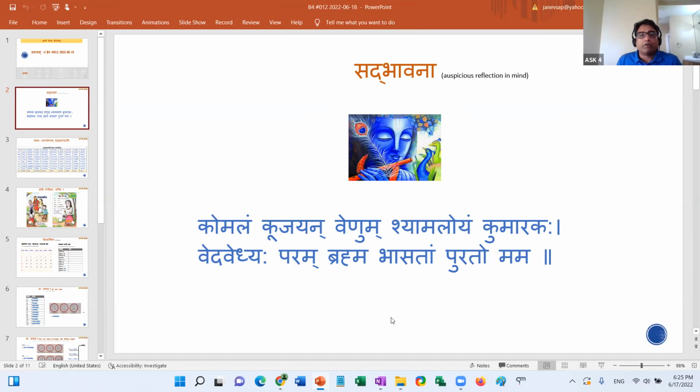Komalam Kujayan Venum Shamaloyam Kumarakaha Veda Vedyaha Parabrahmam Pasatam Purato Mama.